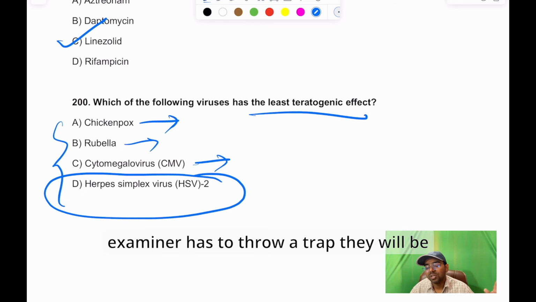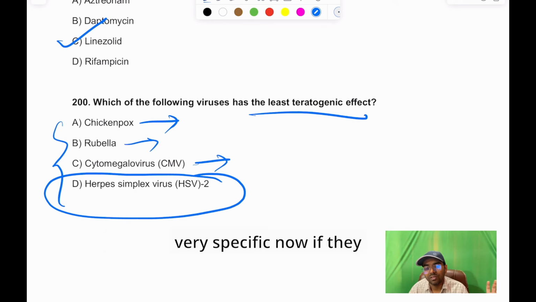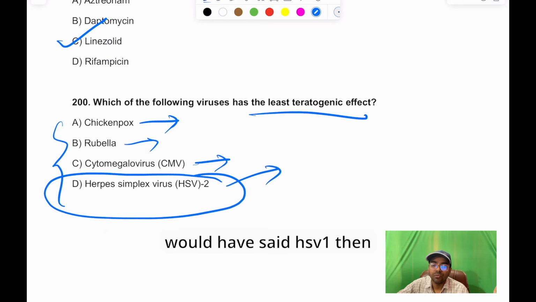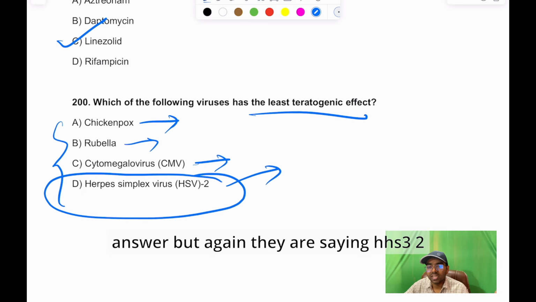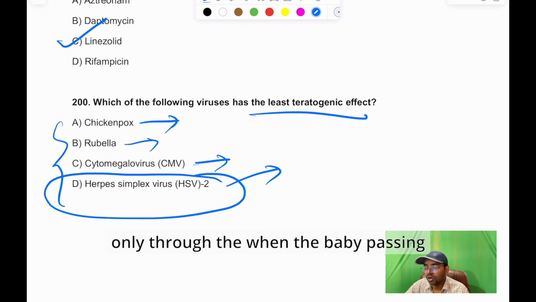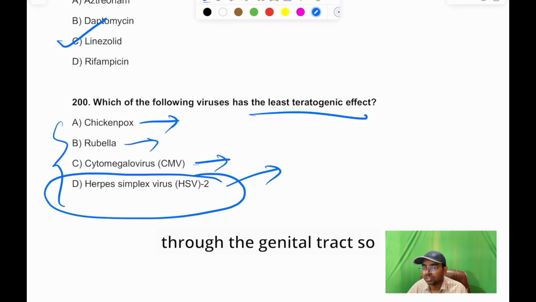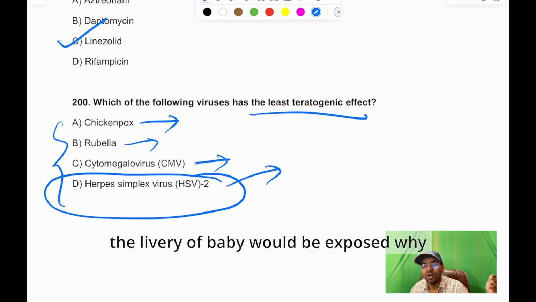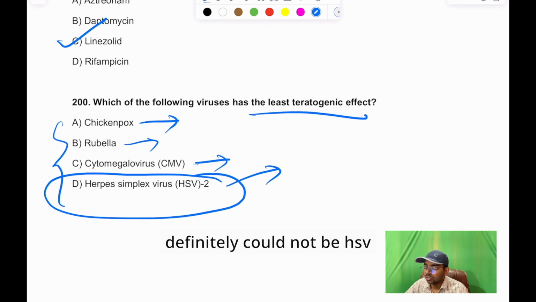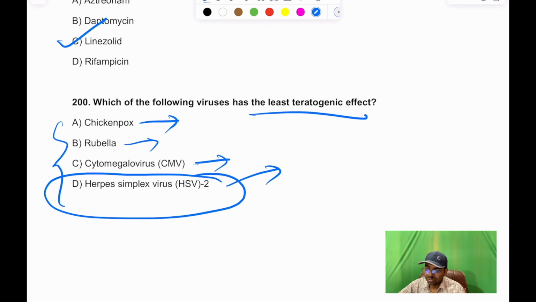Whenever the examiner has to throw a trap, they will be very specific. Now, if they had said HSV1, then this would have been a controversial answer. But they are saying HSV2, and HSV2 can be acquired only when the baby passes through the genital tract. So how would a baby be exposed after delivery? Why would that haunt the baby? So definitely it would not be HSV. And that's it.